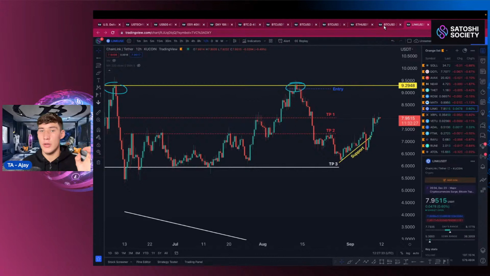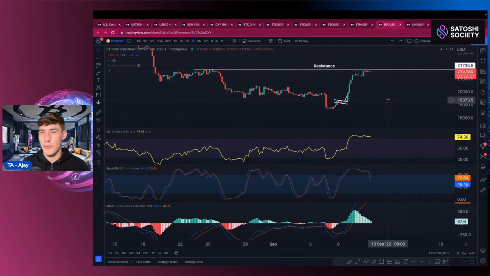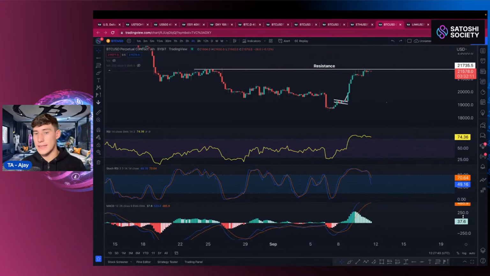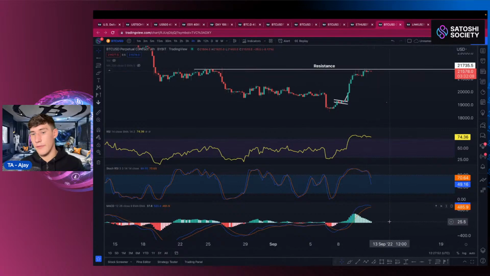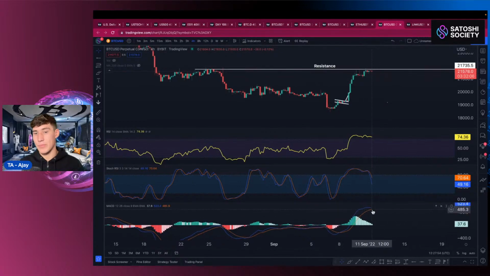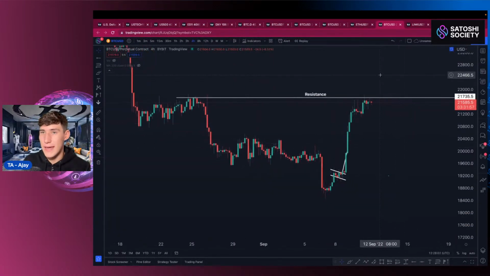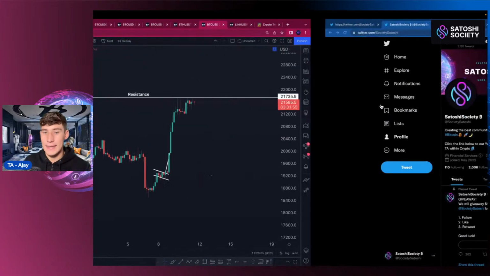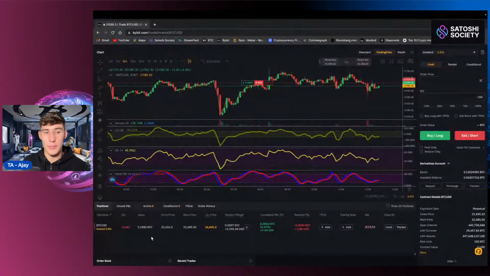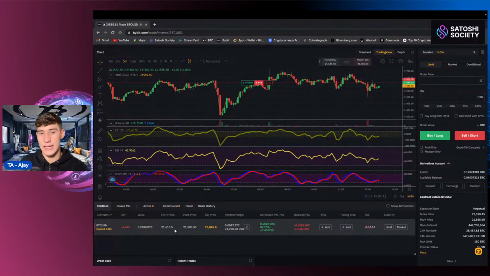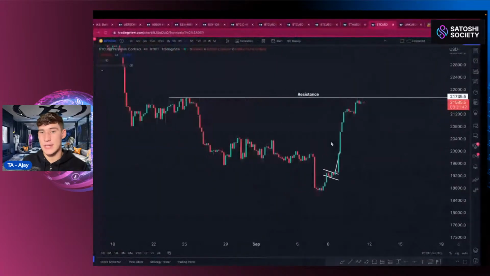I'm looking to find some nice profits off this trade. As I said, the RSI is overextended, stochastic RSI is overextended, signaling to us that we could see a potential pullback. If we're looking at the MACD as well, we are seeing that decrease in volume. We are seeing that the MACD indicators look like they're about to flip bearish soon. So for me, this is looking like a very, very good shorting opportunity. That is why I have shorted. As I said, I entered that short position over on Bybit at $21,610. So I am expecting to see some profit from this.